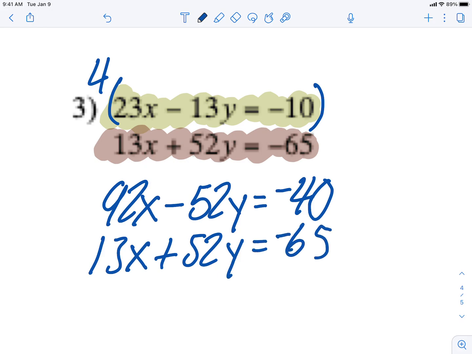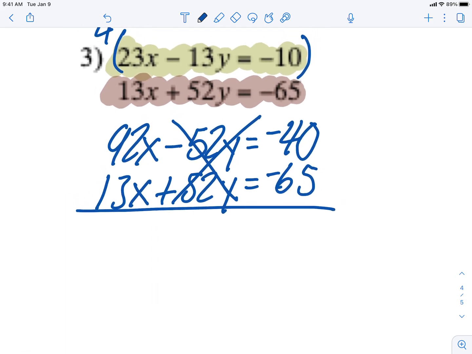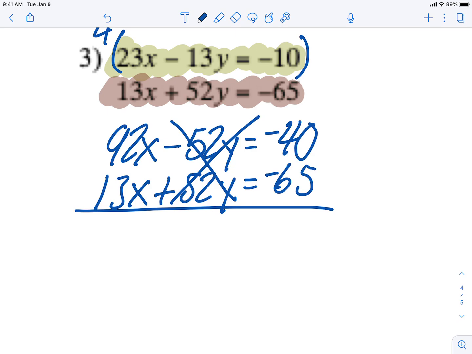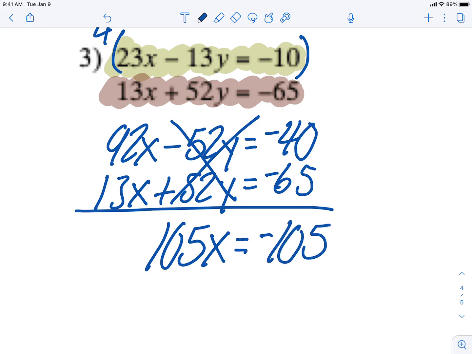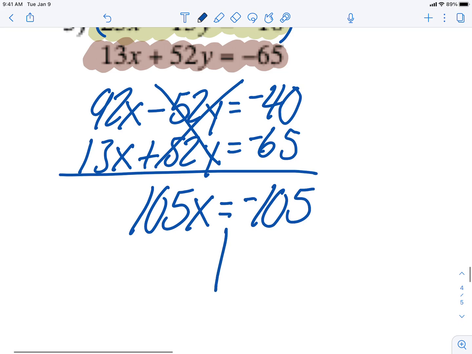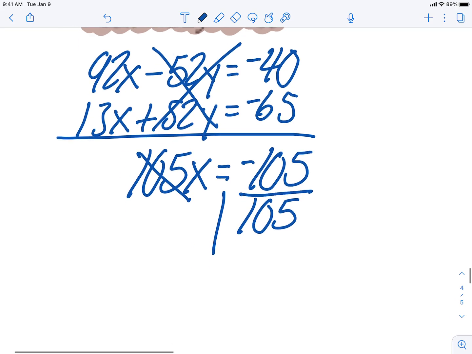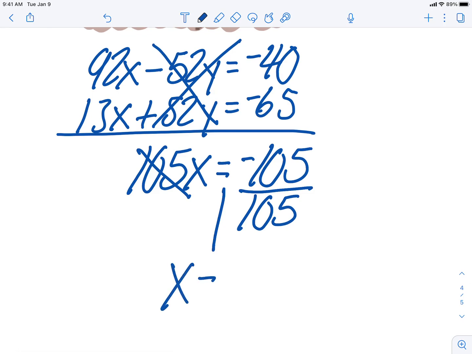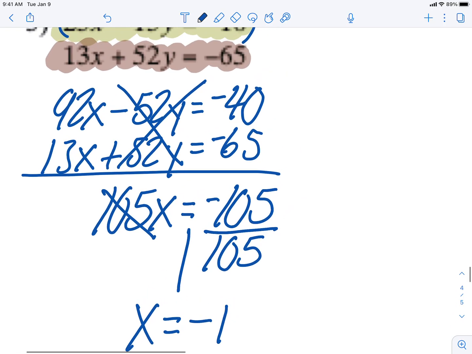And that's cool because look, my negative 52y and my positive 52y cancel out. So 92x plus 13x is 105x. Negative 40 and a negative 65 are the same sign, so I add them together and I get negative 105. The opposite of multiplying by 105 is dividing by 105. So I get x is equal to negative 1.